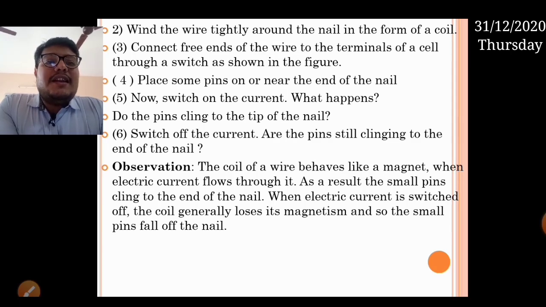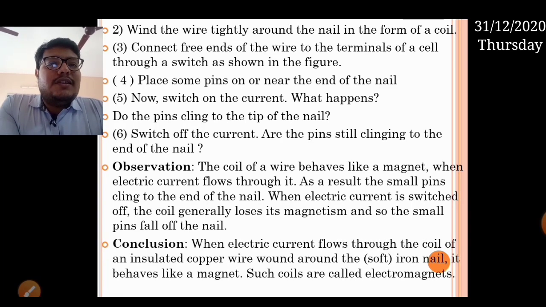When the electric current is switched off, the coil loses its magnetism. When you switch off the current, it loses its magnetism, so the small pins fall off the nail, right? Now the small pins are no longer connected with the nail because the current is off.